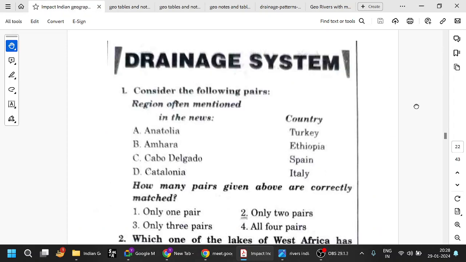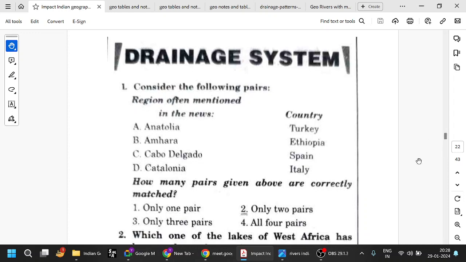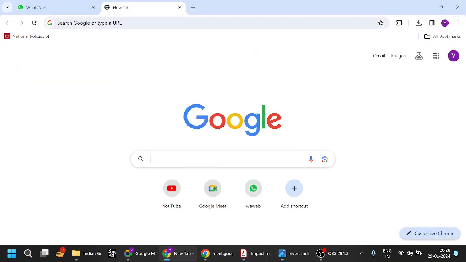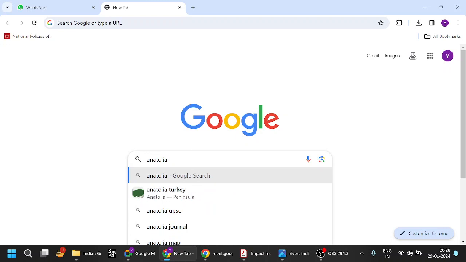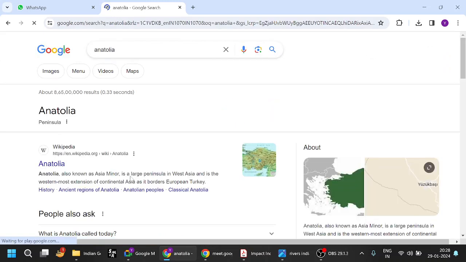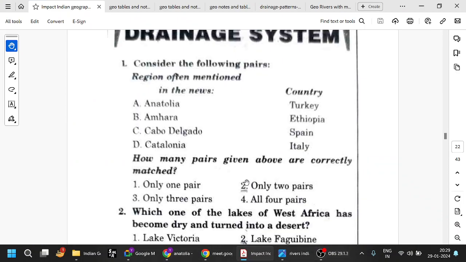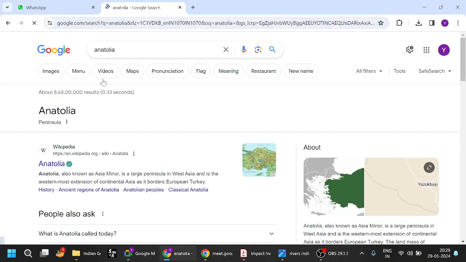Where is this? So, drainage system. I don't think they will ask too many questions about the world drainage system, but let us also look at important things. Consider the following pairs often mentioned in the news: Anatolia, Amhara, Cabo Delgado, Catalonia. How many pairs given above are correctly matched? He says only two pairs. So let us look at Anatolia quickly. Where is Anatolia? Anatolia is in Turkey. Anatolia is a large peninsula in Turkey. Keep that in mind.